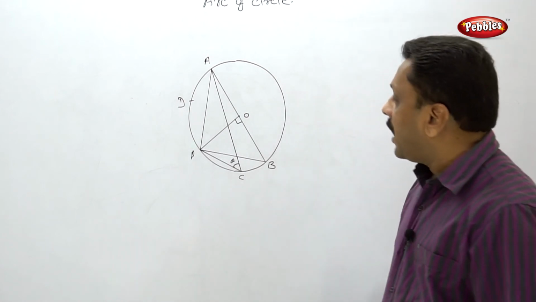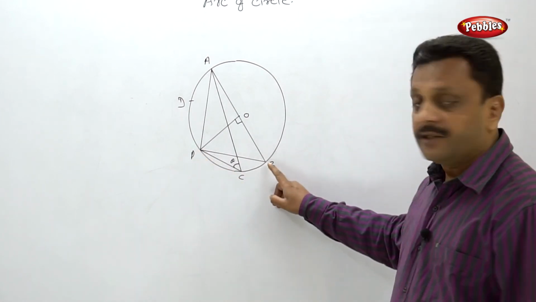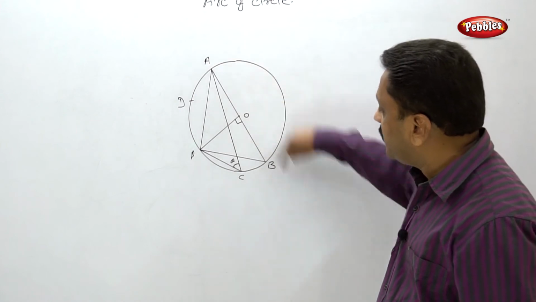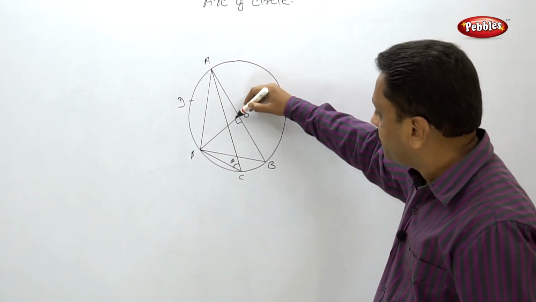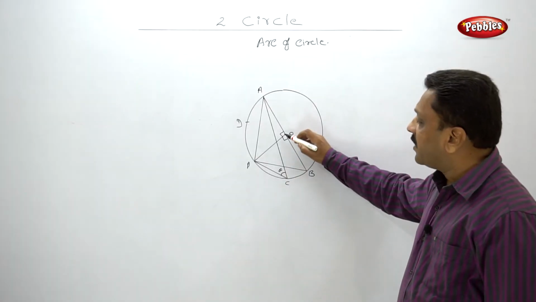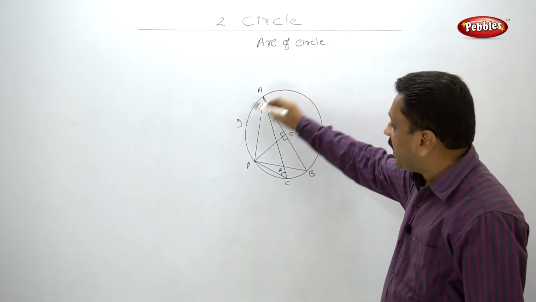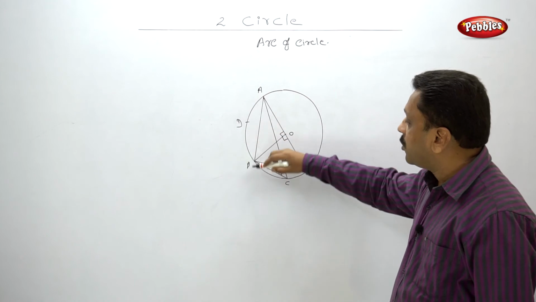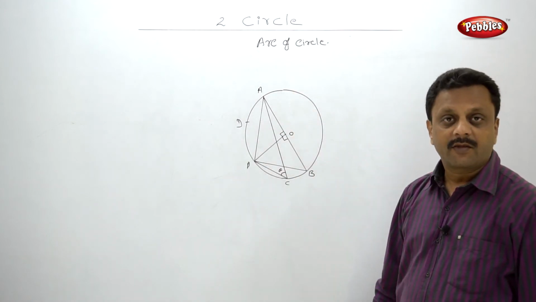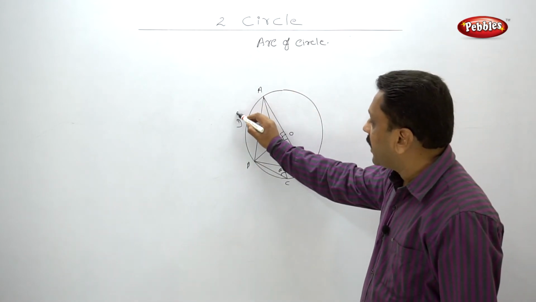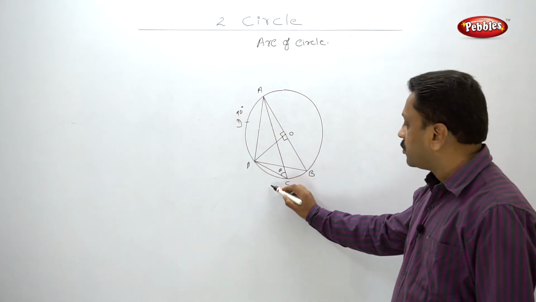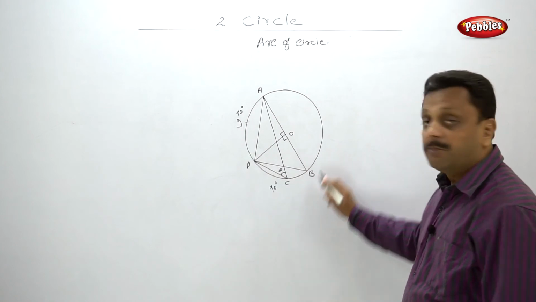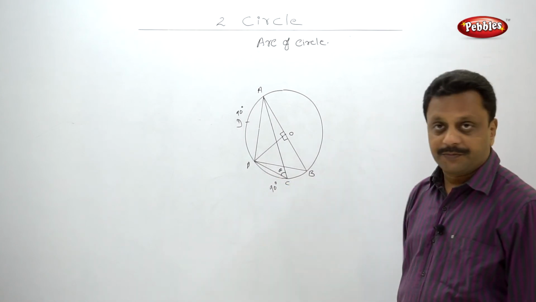Now here I find that this is 90 degrees, and since this is a diameter, this is also 90 degrees because of the linear pair. If this angle is 90 degrees, then this arc ADP is also 90 degrees. Correct? I will write here 90 degrees. This arc is also 90 degrees. PCB is also 90 degrees.